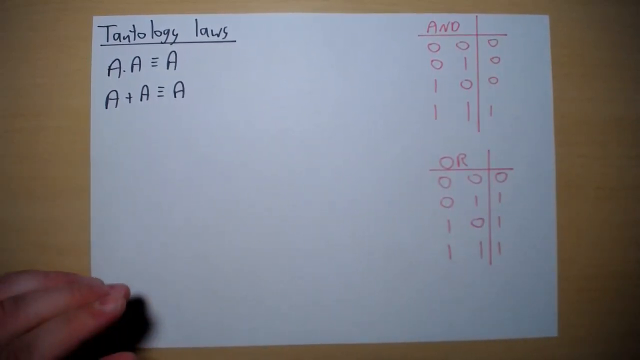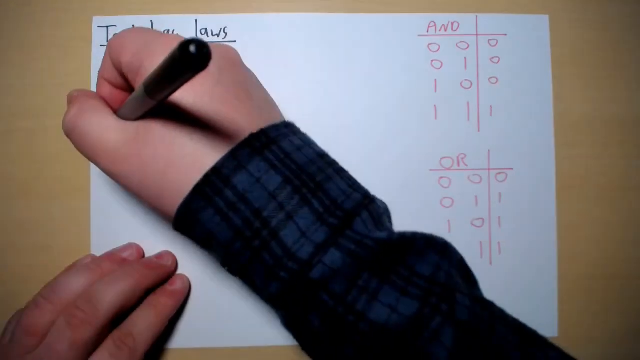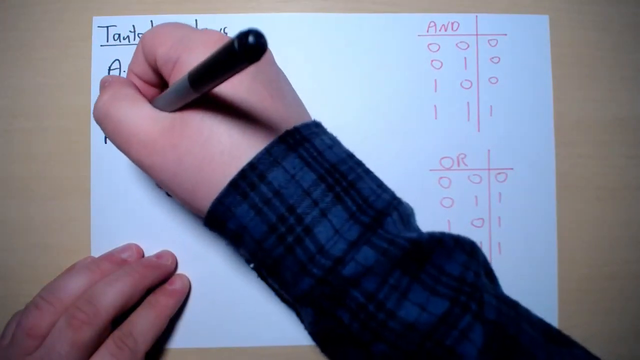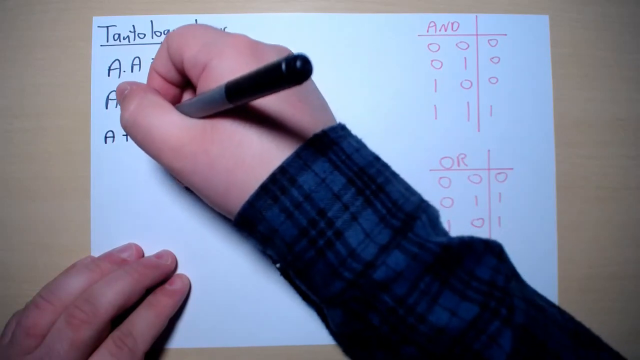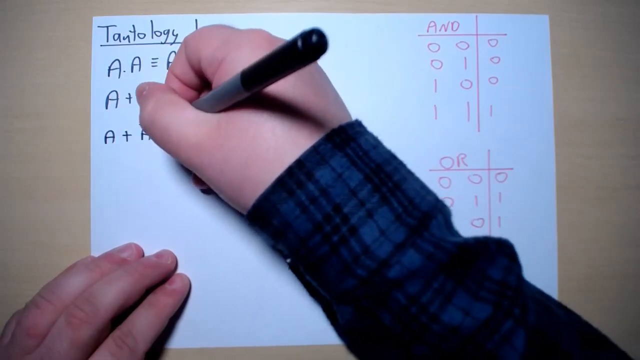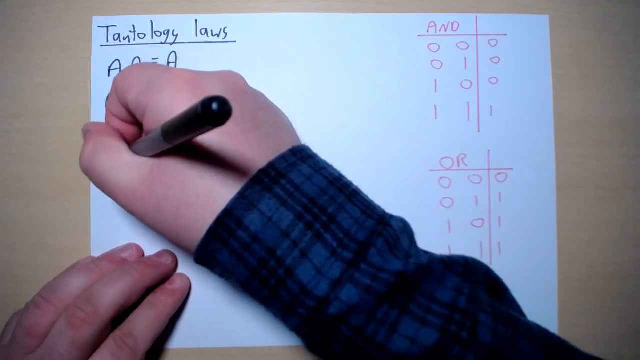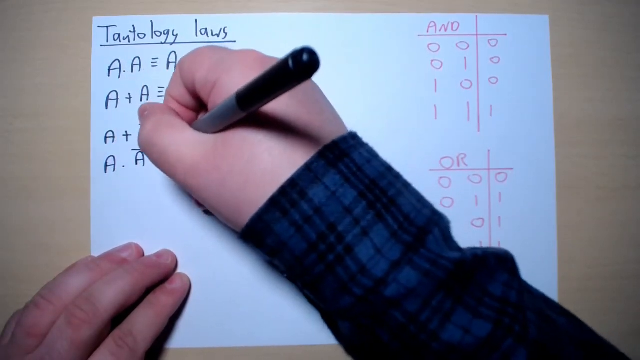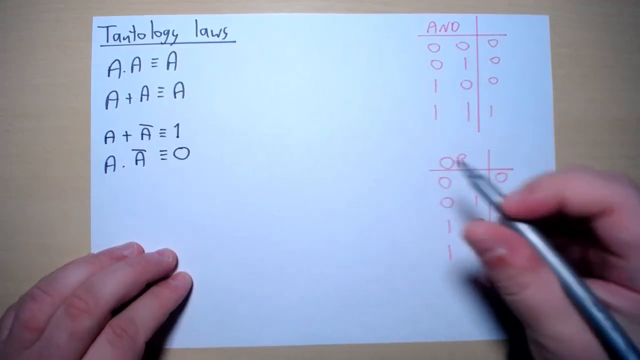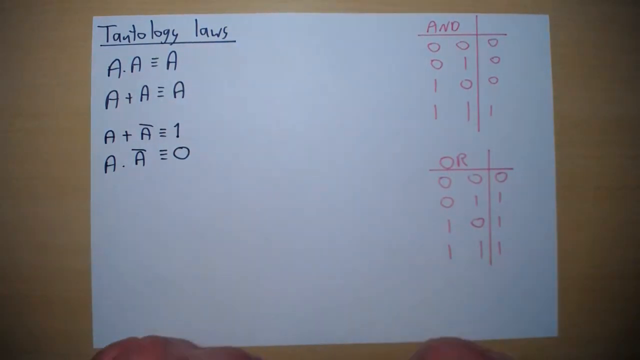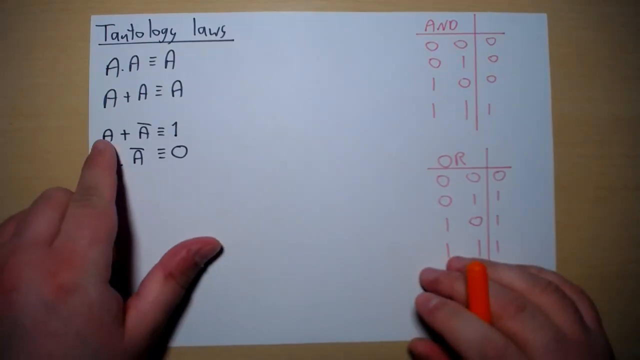The second set of tautology laws is this one. A or A naught gives us always a 1. A and A naught gives us always a 0. And to explain these, it's best if we do some sketches. So let's start with a sketch for the A or A naught.